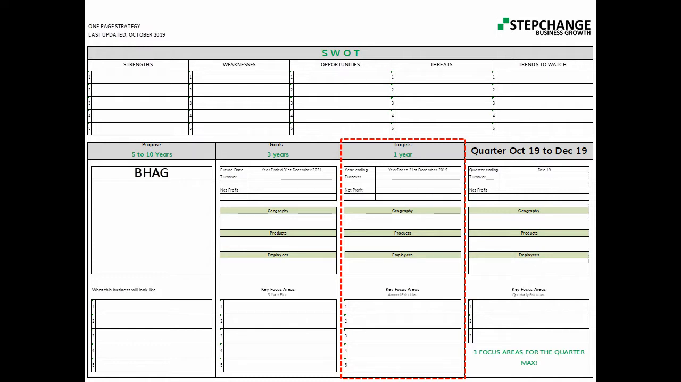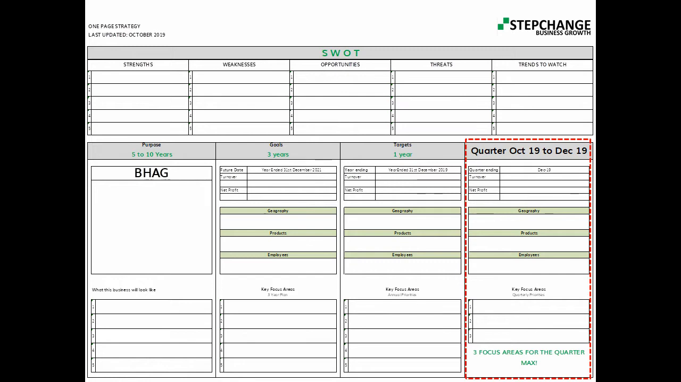Moving to the last column, we are looking at the current or forthcoming quarter in the business. Now, this really is operational information: the quarterly turnover, the quarterly net profit. We should have a good idea of what we're expecting to do over this quarter, providing more operational detail into geography, products, and employees. The one important thing to highlight on this is that you really should only focus on 3 key focus areas at this kind of level, certainly on the strategic document.